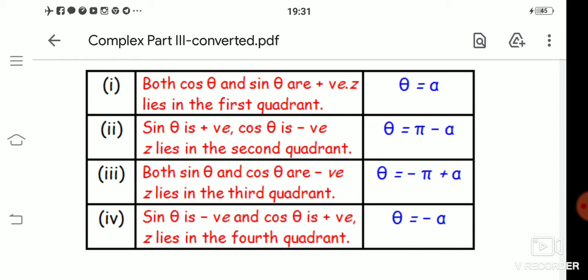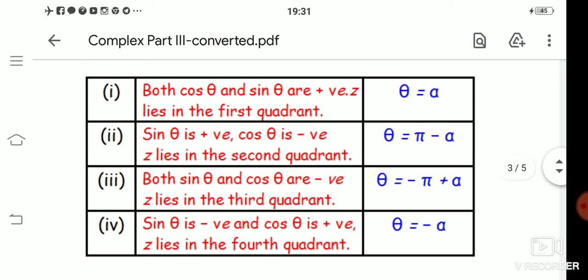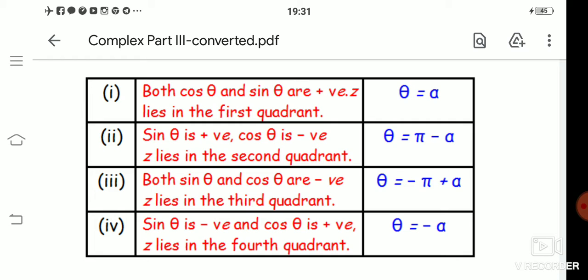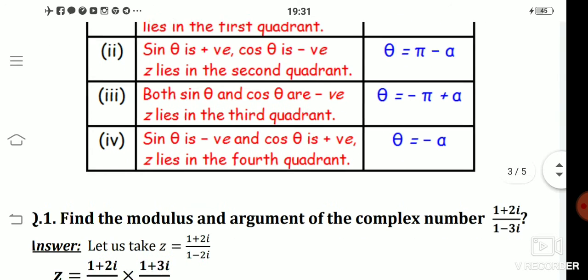This is very important for the exam as it is very important in solving every question related to the argument of a complex number. To find the argument of a complex number, you have to apply these rules. If you don't have time, then you can also take a screenshot of this table, which will be very useful in your upcoming topics of complex numbers. Okay, let us move to the next topic.